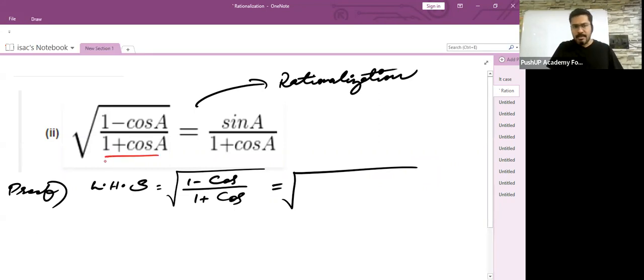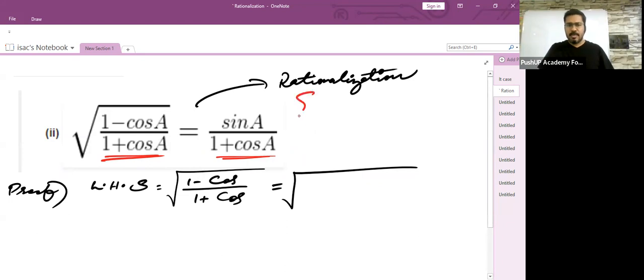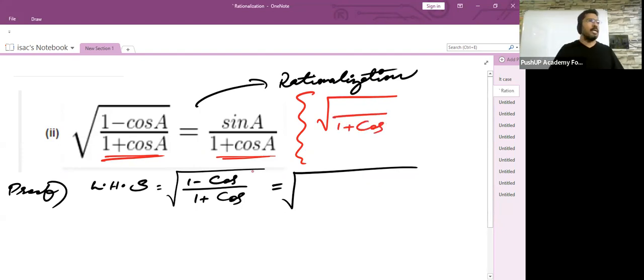What did you see here? 1 plus cos. And what did you see here? It is again 1 plus cos. There is no change. 1 plus cos is on the left hand side denominator. The same 1 plus cos is on the right hand side denominator. So I will show you some rough calculation here. Children, this is the square root sign. This is 1 plus cos in the denominator.